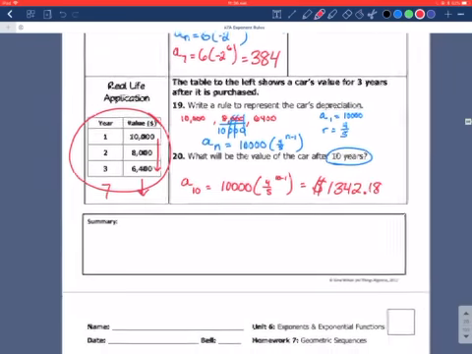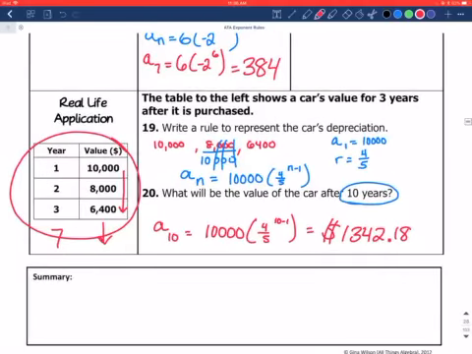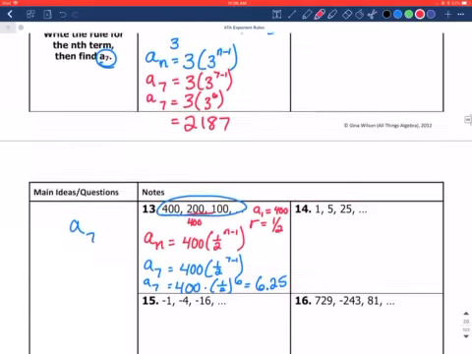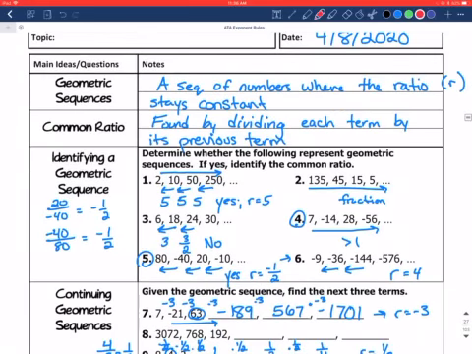So if you got any questions on that, feel free to pause the video or shoot me an email. But that is geometric sequences. The big thing here is now we are dividing each term by its previous term, and we're looking for the common ratio.